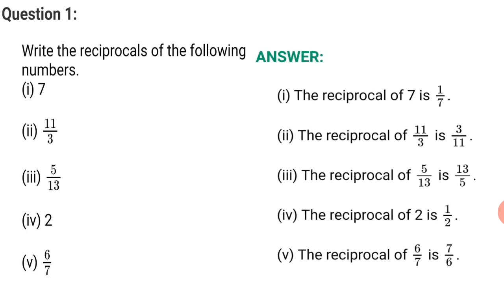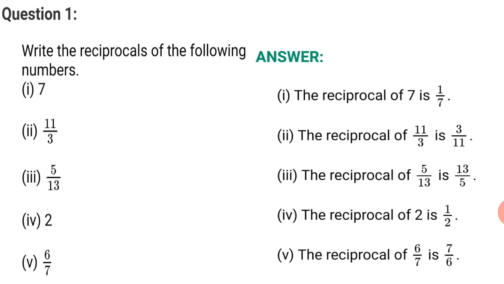So here you have the answer of each number. Reciprocal of 7 is 1 upon 7. Reciprocal of 11 upon 3 is 3 upon 11. The reciprocal of 5 upon 13 is 13 upon 5. The reciprocal of 2, we consider 2 upon 1, is 1 upon 2. The reciprocal of 6 upon 7 is 7 upon 6. So question number 1 was to just write the reciprocal. We also call it multiplicative inverse.